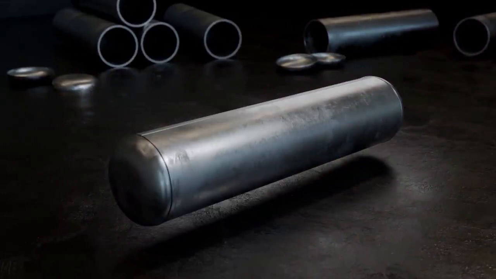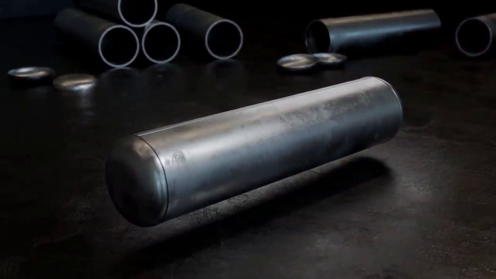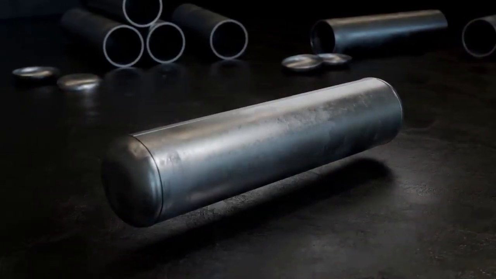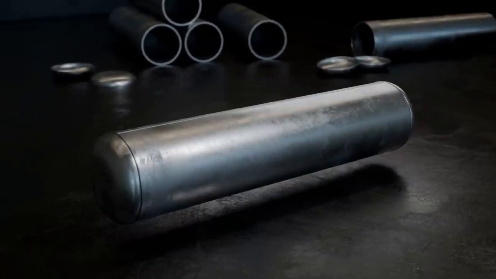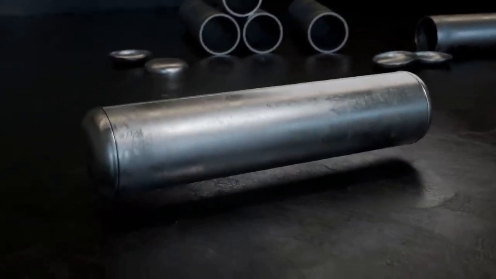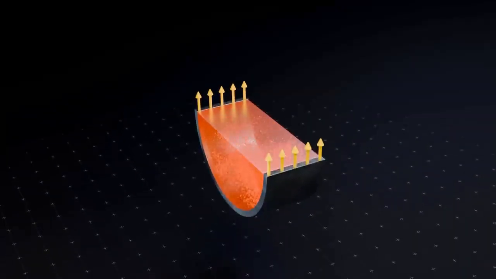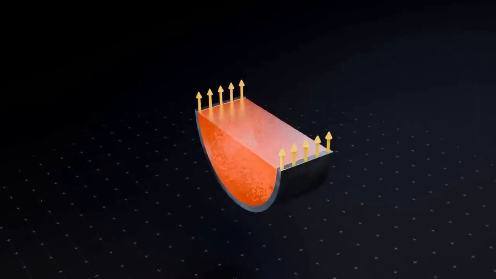Now's probably a good time to mention that we made two big simplifications when deriving the PD over 2T and PD over 4T stress equations. The first is that we treated the hoop stress as a constant value through the thickness of the vessel wall. In reality, it peaks at the inner surface and gets smaller as you move to the outer surface.